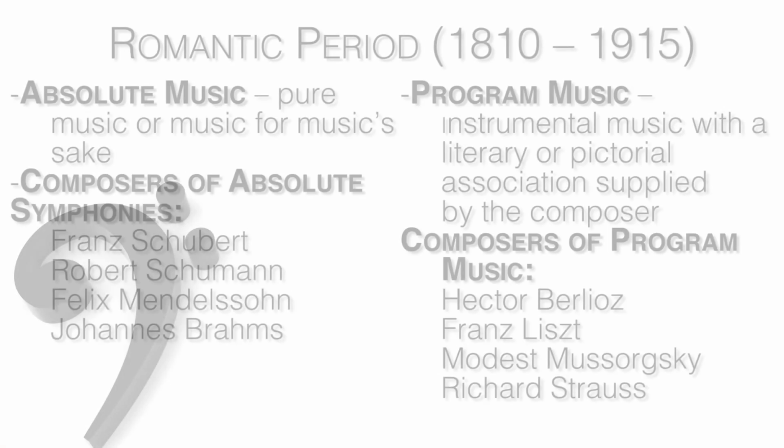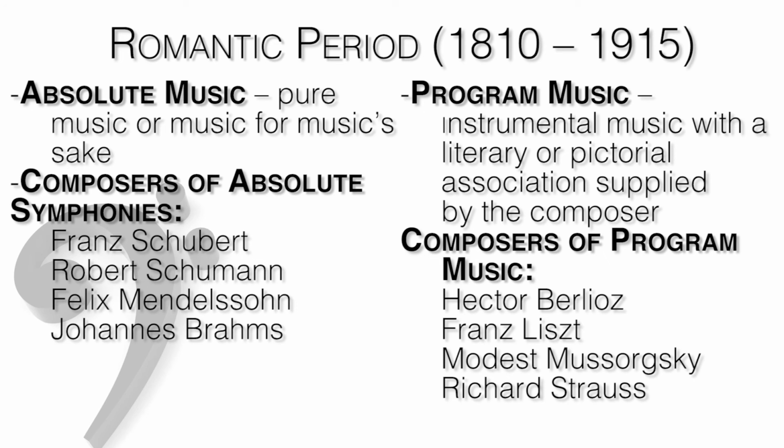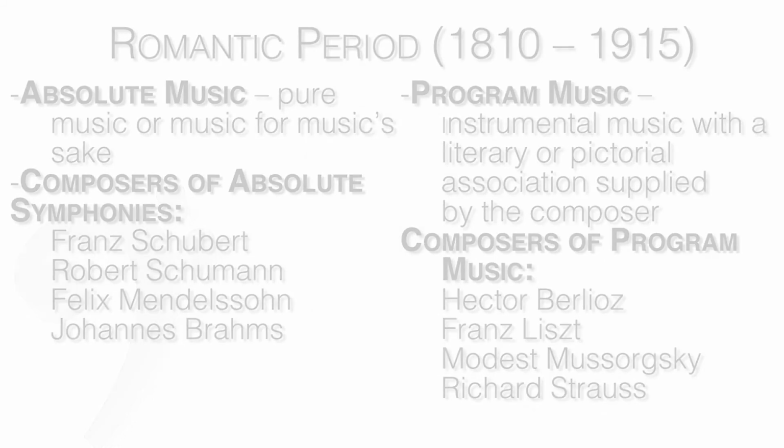Now that we are in the Romantic period, and I'm using the dates of 1810 to 1915 for our dates for the Romantic period, we have 4 composers who fall under the absolute camp: Franz Schubert, Robert Schumann, Felix Mendelssohn, and Johannes Brahms. You will notice that these are German and Austrian composers who are following suit with the first Viennese school of music, being Haydn, Mozart, and early Beethoven.